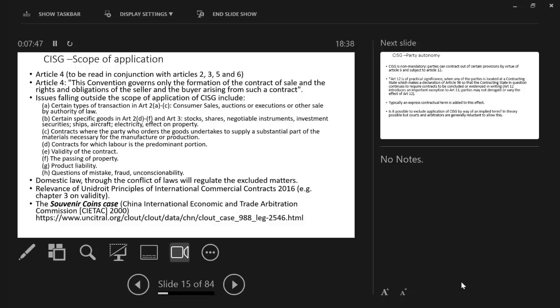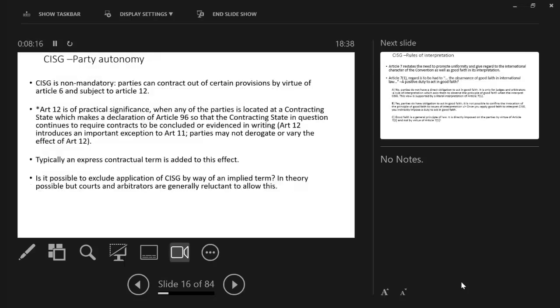The validity of the contract, the passing of property, product liability, and questions of mistake, fraud, and unconscionability are left to domestic law. Though, as we're going to see, there are a variety of other instruments from an international commercial law standpoint that have been developed, which seek to address some of these aspects. So, parties can contract out. It is a default provision.